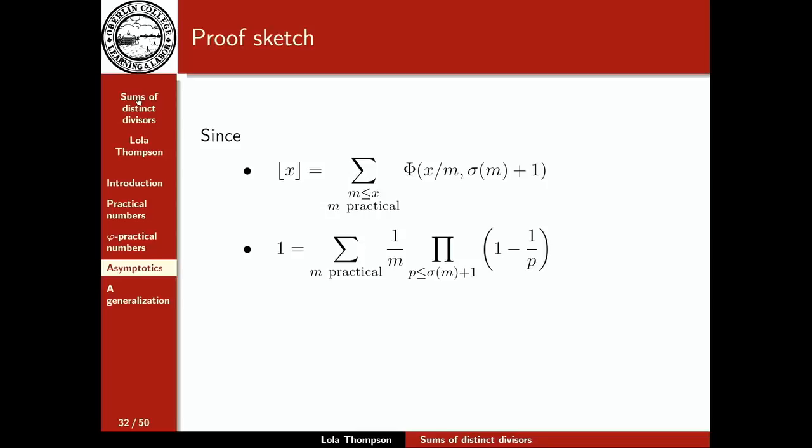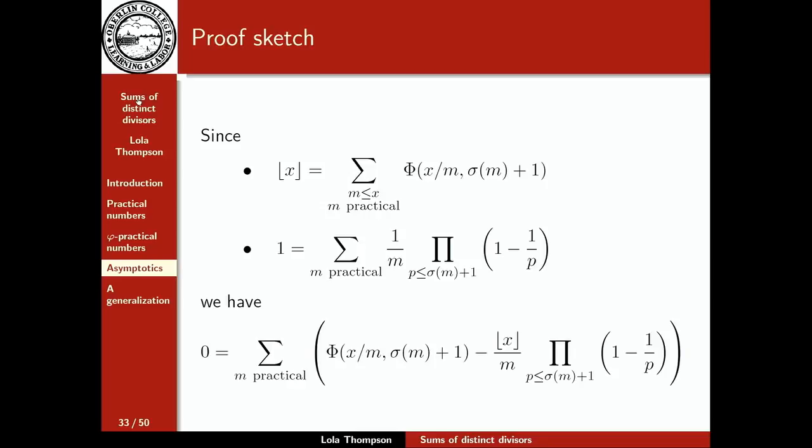So moreover, Weingartner shows that we can actually write 1 in terms of the sum of the reciprocals of practical numbers times the product of 1 minus 1 over p of the primes p up to sigma of m plus 1. And that's a little bit harder to show. That involves actually using the upper and lower bounds that he gave for the count of practical numbers up to x. There's a lot more stuff going on in that argument, so I won't do that one right now.